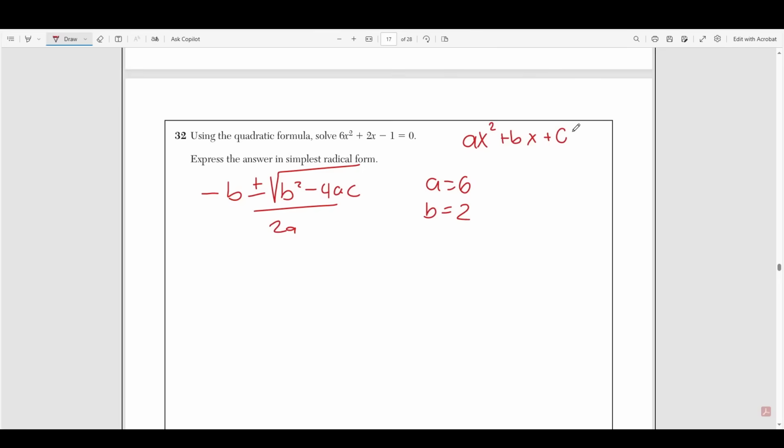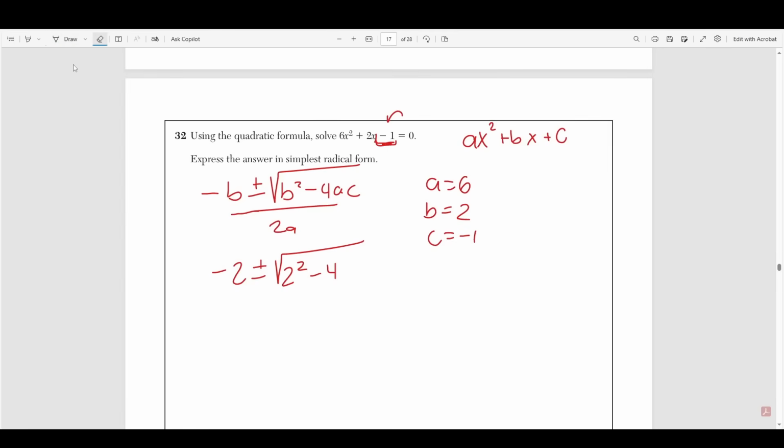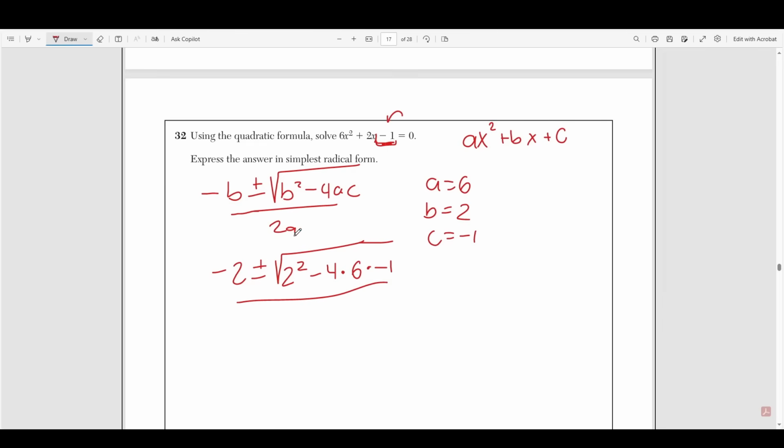And finally, the number with no x is my c. So I know that my c here isn't 1, but it's actually negative 1. The sign matters, okay? So you take the negative with you when you define it, okay? So here, negative b, my b is 2. So I have negative 2 plus minus the square root of 2 squared minus 4 times a. Sorry, whoa. 4 times a, so that's 4 times 6 times c, which is -1, okay? And that's all being divided by 2a, or 2 times 6, or 12, okay?